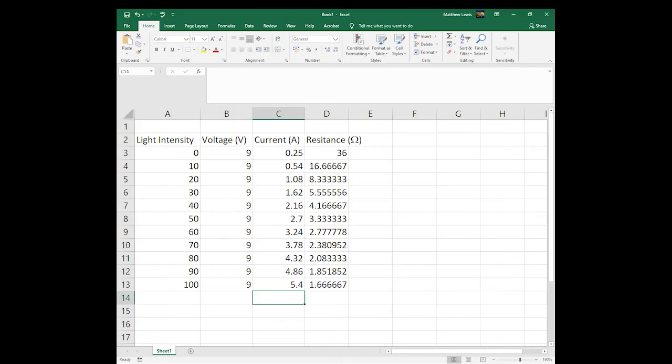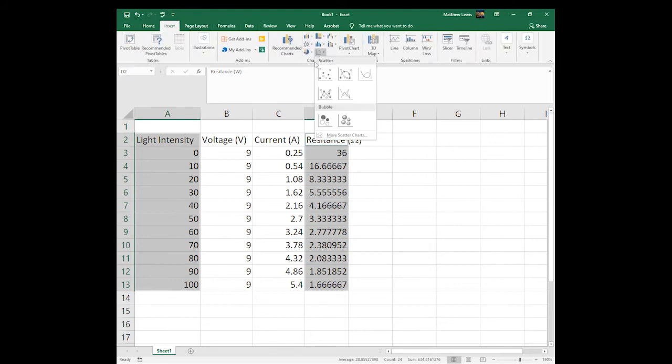Okay, welcome back. So here are the results I obtained. Yours again might be slightly different, but should be pretty much the same. So I've got my resistances and I've got my voltage. So the graph we're going to draw is light intensity against resistance. To do that, select those two, pressing Control as you drag, and we draw our graph.